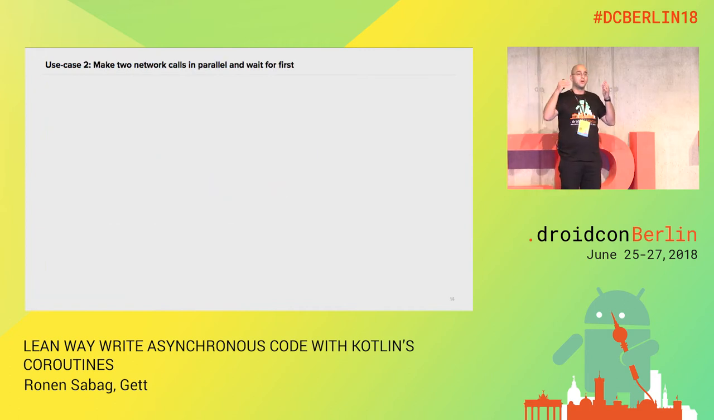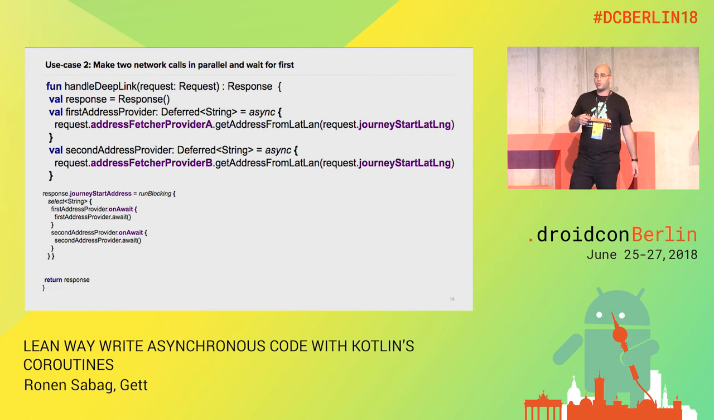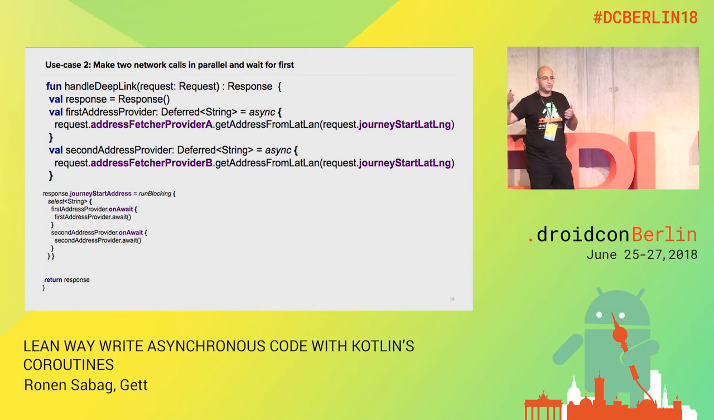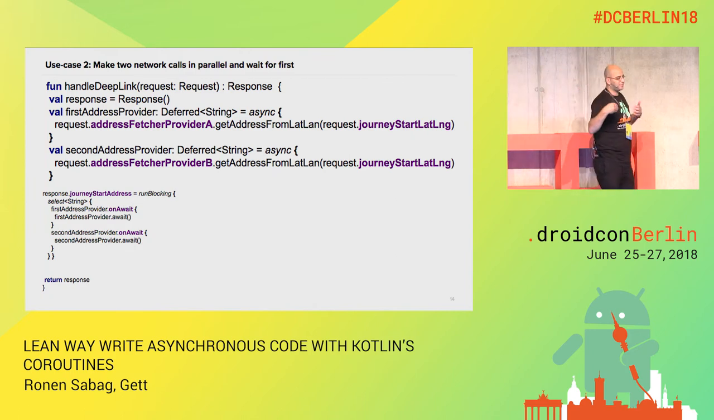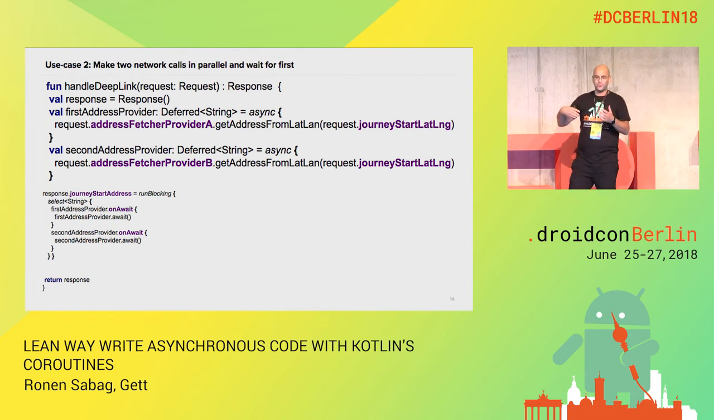I want to make two tasks run in parallel, but just take the first one of them. For example, let's say that we have two providers that know how to reverse geocode from a lat long to some string. One of them is Google, and the other one is my best friend's startup, and I want to help him. So we're going to use both of them.